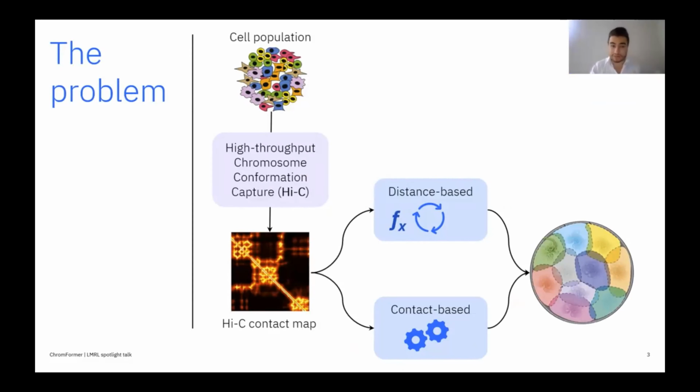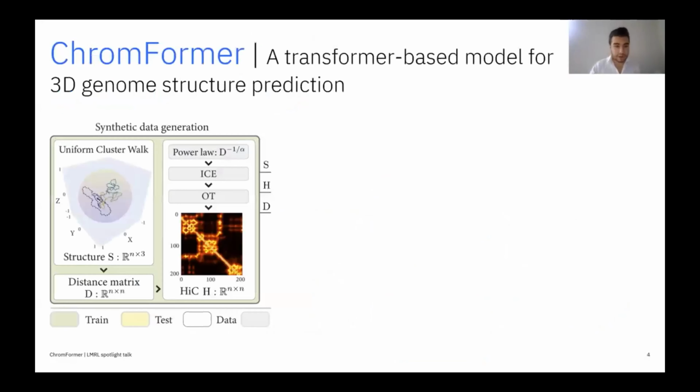Contact-based methods directly map the interaction frequencies to an output structure by assuming that the lower dimensional structure is embedded in the higher dimensional Hi-C. However, contact-based methods' architecture is not designed to generate encodings resembling 3D structures. As existing methods are unsupervised and limited by underlying assumptions, I here present Chromoformer.